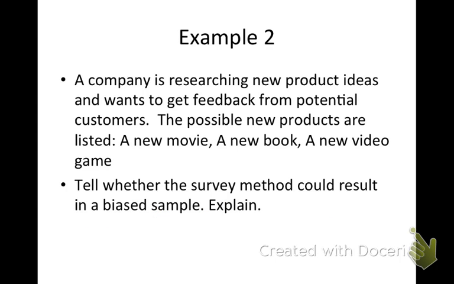In example 2, we have a company that's researching new product ideas and wants to get feedback from potential customers. The possible new products are a new movie, a new book, or a new video game. We're going to tell, looking at these next survey methods, whether they would contain bias in their sampling.